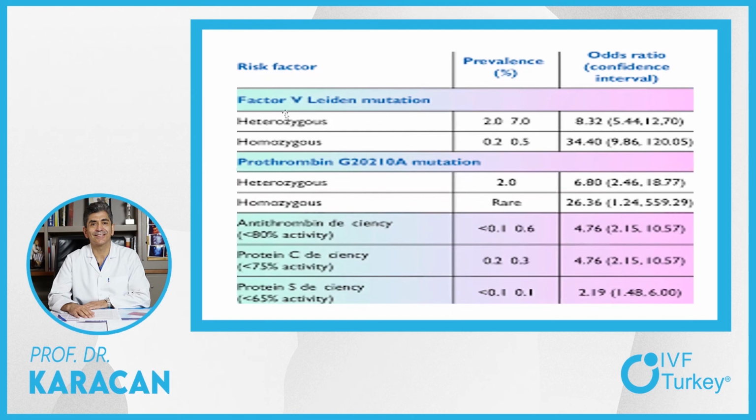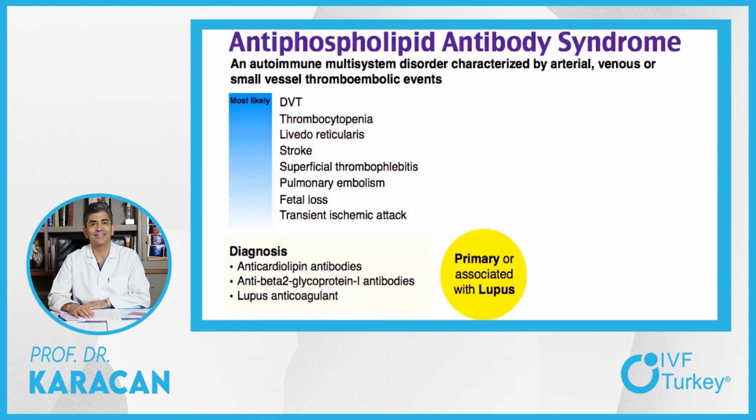Once you have one of these problems, the likelihood of having miscarriage gets higher. Again, this is antiphospholipid antibody syndrome. These tests should be screened to rule out antiphospholipid antibody syndrome, because we know that this plays a role in the etiology of recurrent miscarriages or recurrent implantation failures.